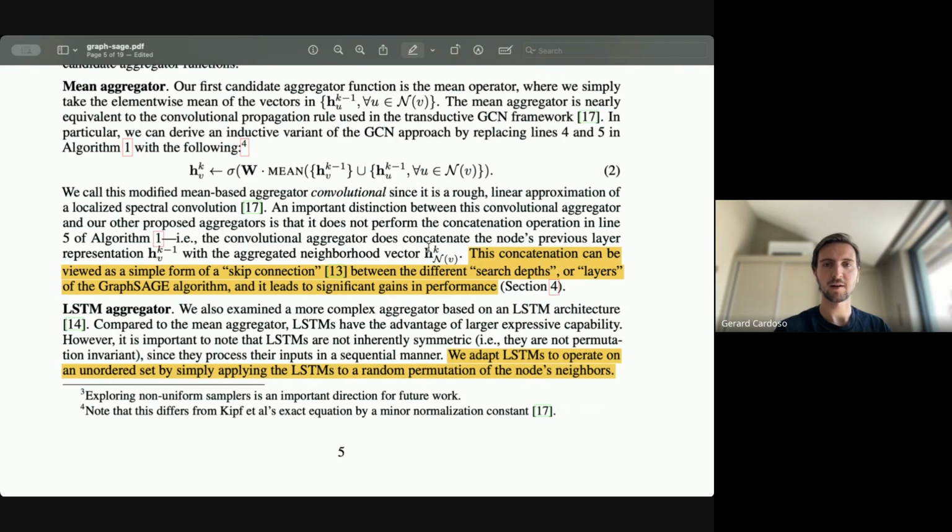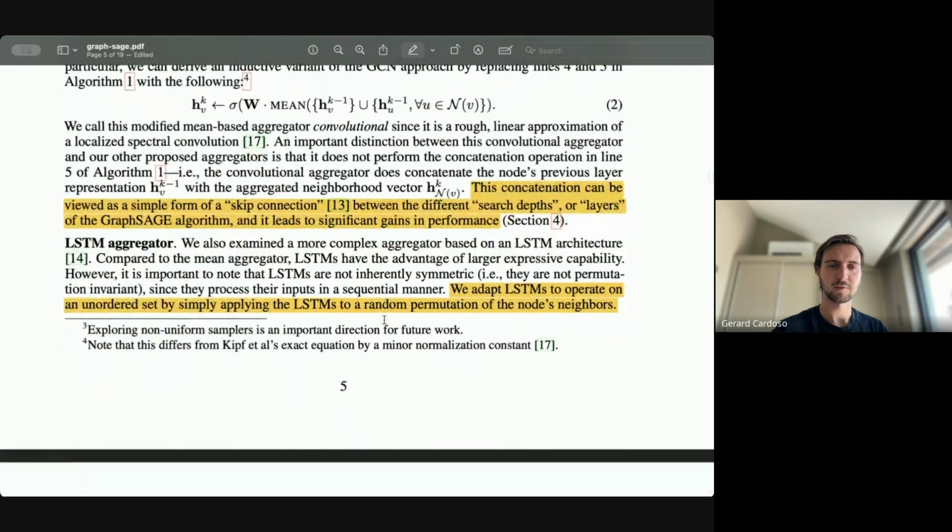And they actually compare not doing the concatenation versus doing the concatenation. I thought this was quite nice, it helped me think about why they'd want to concatenate with the previous iteration of the representation.